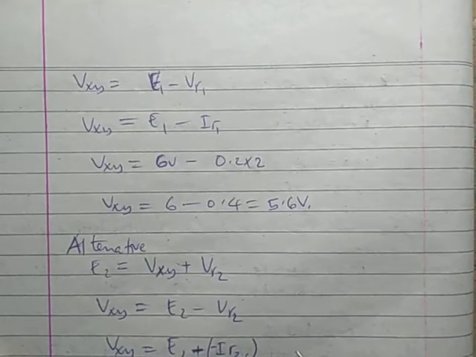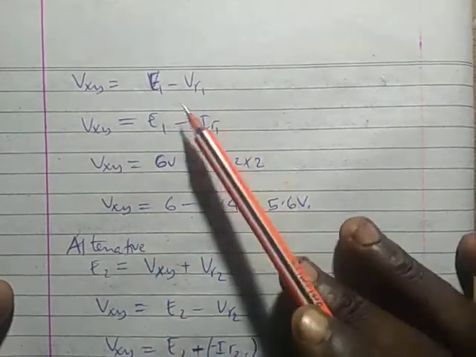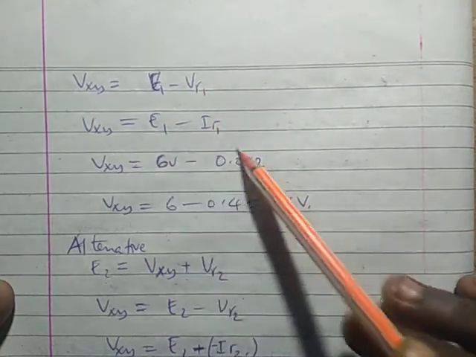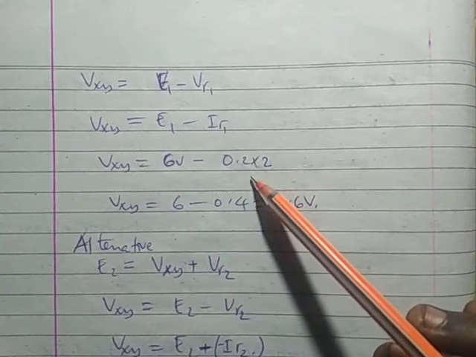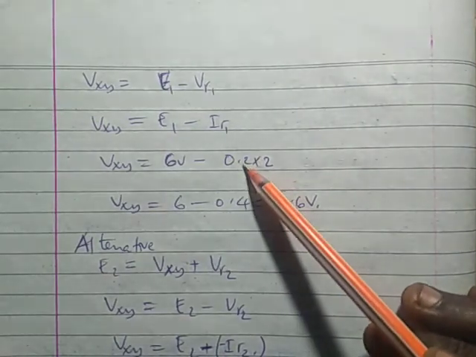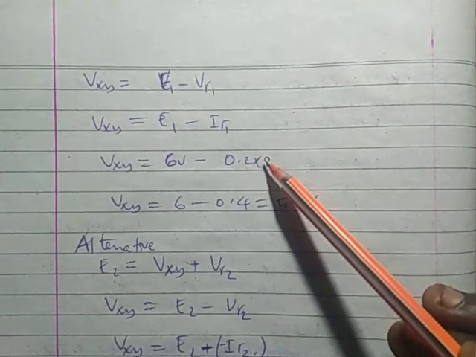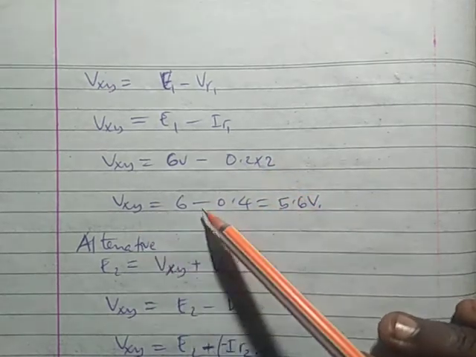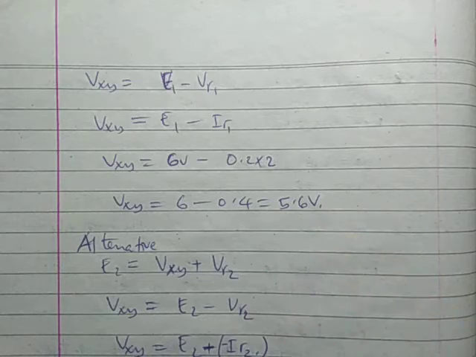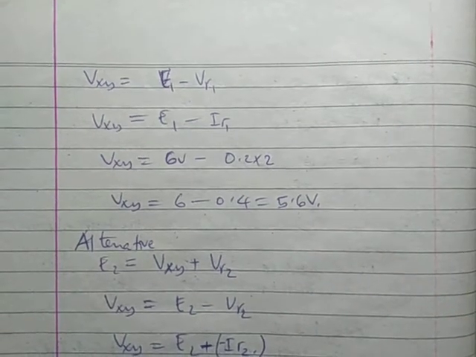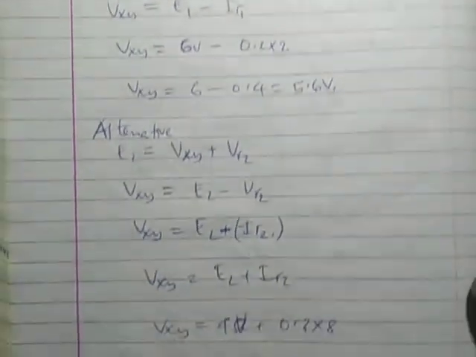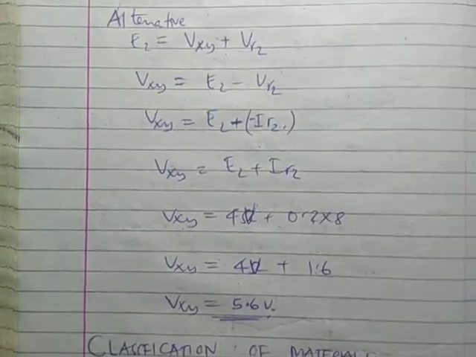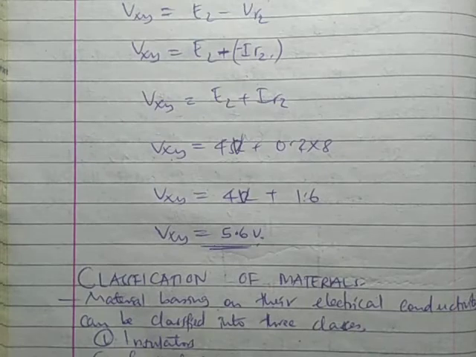Na voltage XY ni sawa na EMF1 minus VR1. So EMF1 ni hapa, voltage atakuwa ni huyu hapa 0.2 times huyu current times resistance. So voltage XY itakuwa 6 minus hiyo hapa ambayo itakuwa 0.4, yaani 5.6. Alternative unaweza kutumia EMF2 na VR2 ile pale. So finally utakuja kupata 5.6 ambayo ni ile.